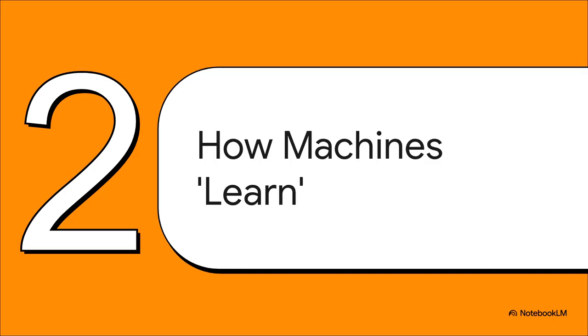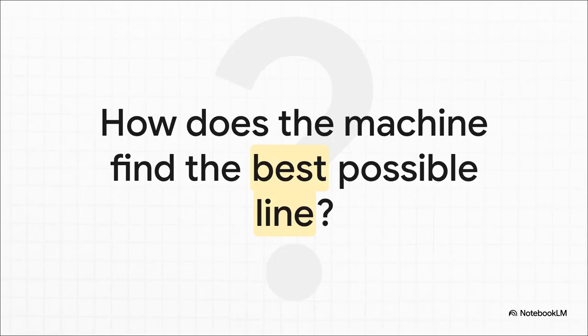Okay, so we know we need to find the best line, the perfect weight and bias. But how does the machine actually do that? This is where the learning in machine learning really happens. I mean, you could draw an infinite number of different lines through those data points. So how does the algorithm sort through all of those possibilities and land on the one single line that's going to give us the most accurate predictions?